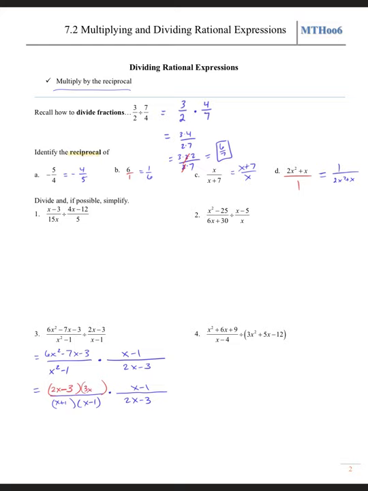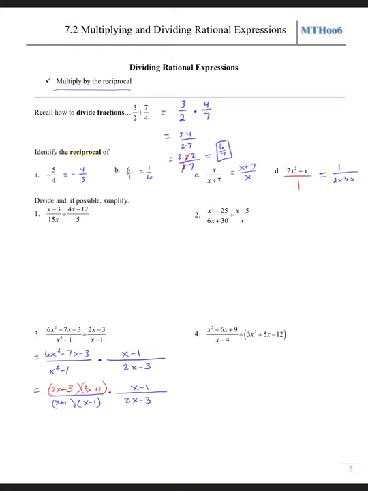Now we want to look at the other term here. Negative 3 times what gives me a negative 3? Right, that would just be a positive 1. So now what we want to do is check to make sure these two binomials multiply to give us the original here. And I'm just going to do some little work above it.